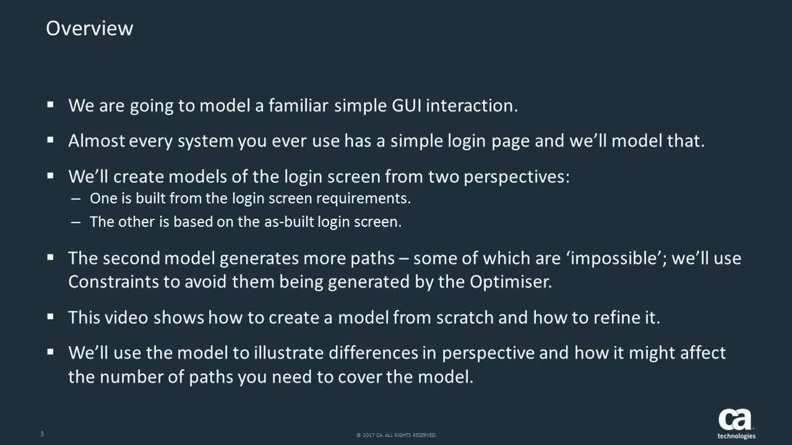We'll create the models from two perspectives, from requirements and from the as-built screen. And it's clear the second model generates more paths, some of which are impossible. And so I want to use this feature called constraints to avoid them being generated by the optimizer tool in ARD. So this video shows how to create a model from scratch and how to refine it. And as we go through this process, there's quite a few lessons to be picked up.